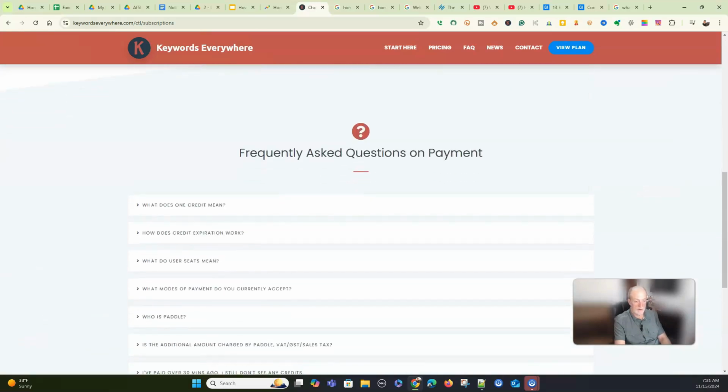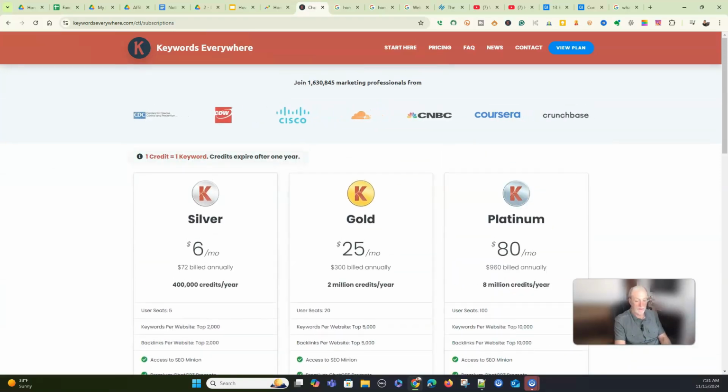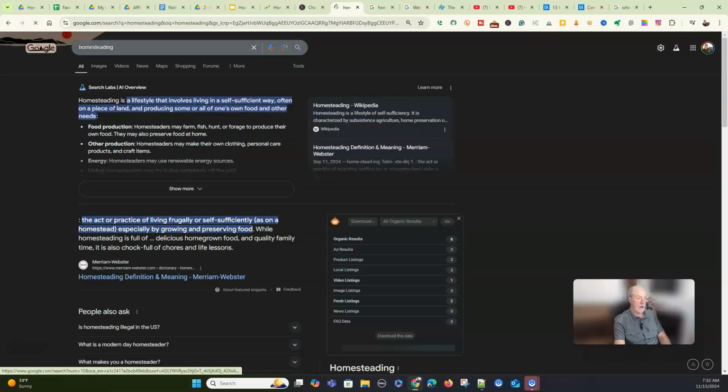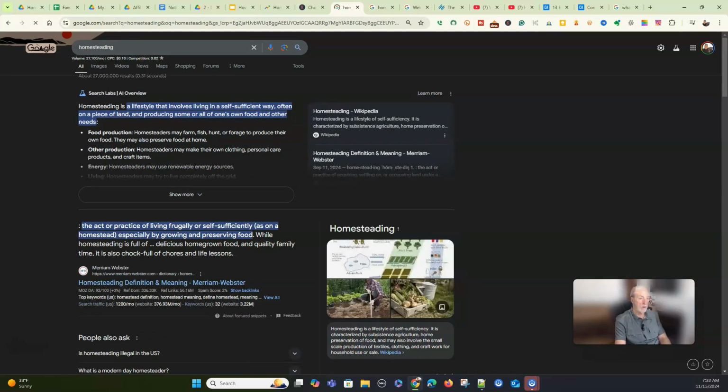So I've been using this a long time, and I might be grandfathered in. But this is a rare, fairly inexpensive type of keyword research tool, and here's how it works. So we get in here, and I've done some searches on homesteading, and you can see here that Keywords Everywhere tells us that there's 27,000 searches a month. That is good.